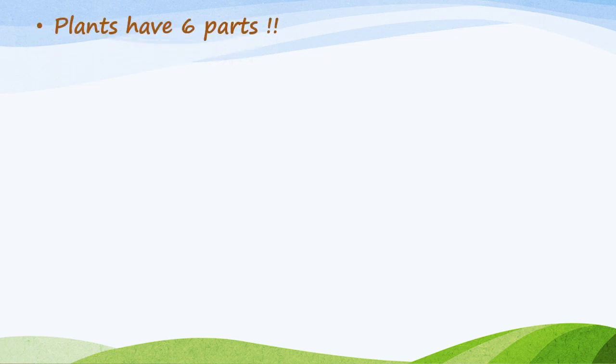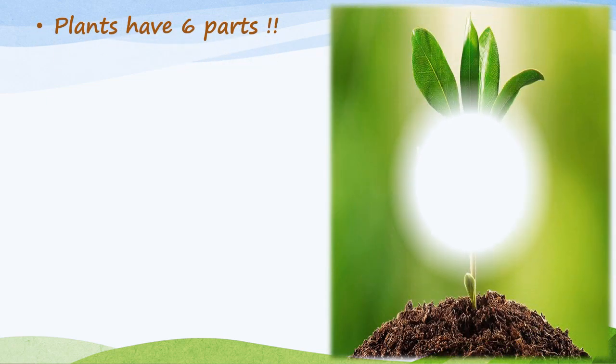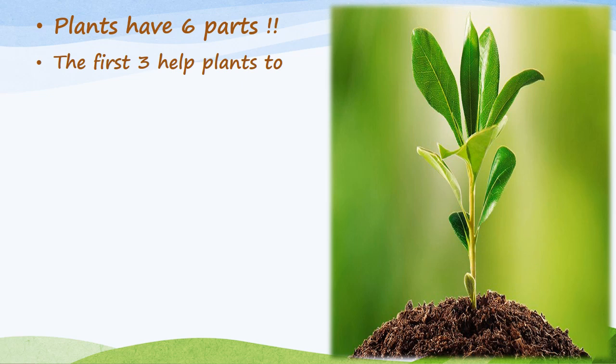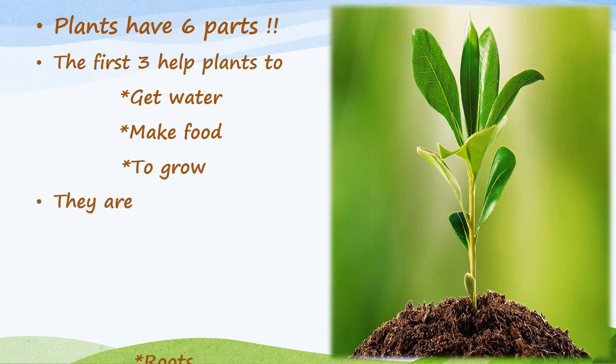Plants have 6 parts. The first 3 help plants to get water, make food and to grow. They are roots, stems and leaves.